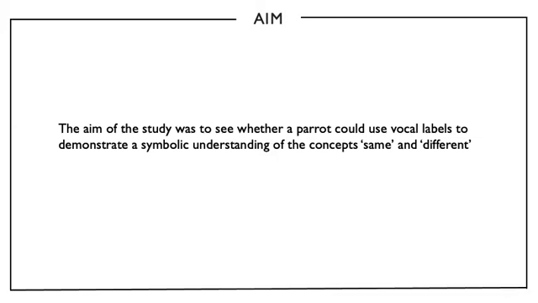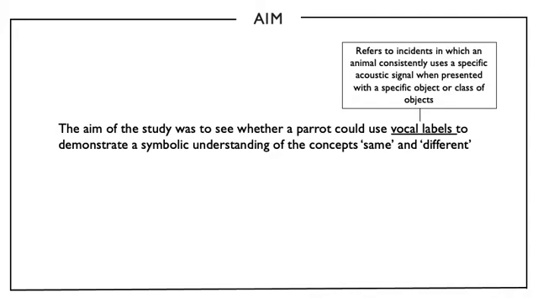So the aim of the study was to see whether a parrot could use vocal labels to demonstrate a symbolic understanding of the concept same and different. So what are vocal labels? This refers to incidents in which an animal consistently uses a specific acoustic signal when presented with a specific object or class of object. So if they were to say yellow, yellow, that is a vocal label for them. Okay, yellow. Same.